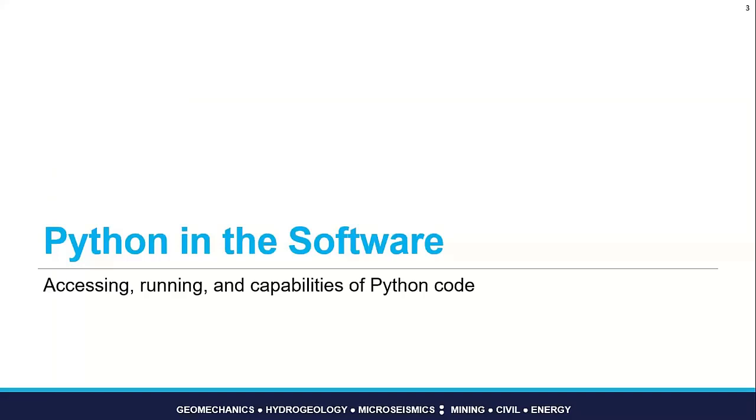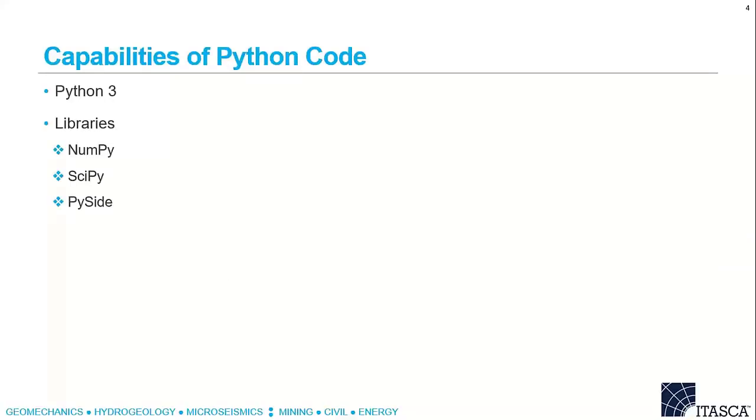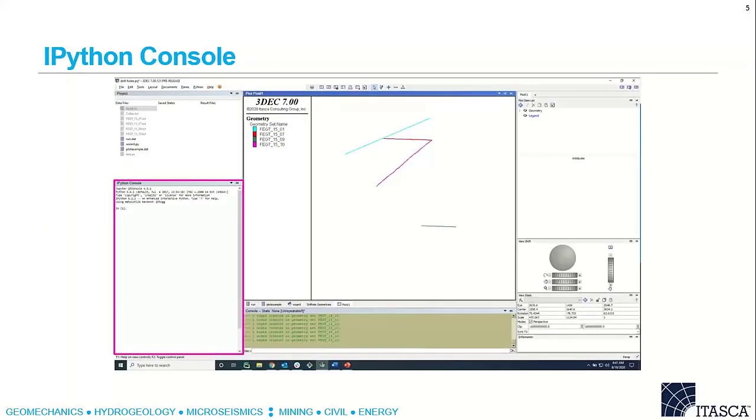So starting off with Python in the actual Itasca software, how do you access and run Python code, and what are its capabilities? Python is available within FLAC3D, 3DEC, and PFC. And it's Python version 3, and there are natively installed several libraries such as NumPy, SciPy, and PySide. To actually run and use Python within the software, the main connectivity is the IPython console.